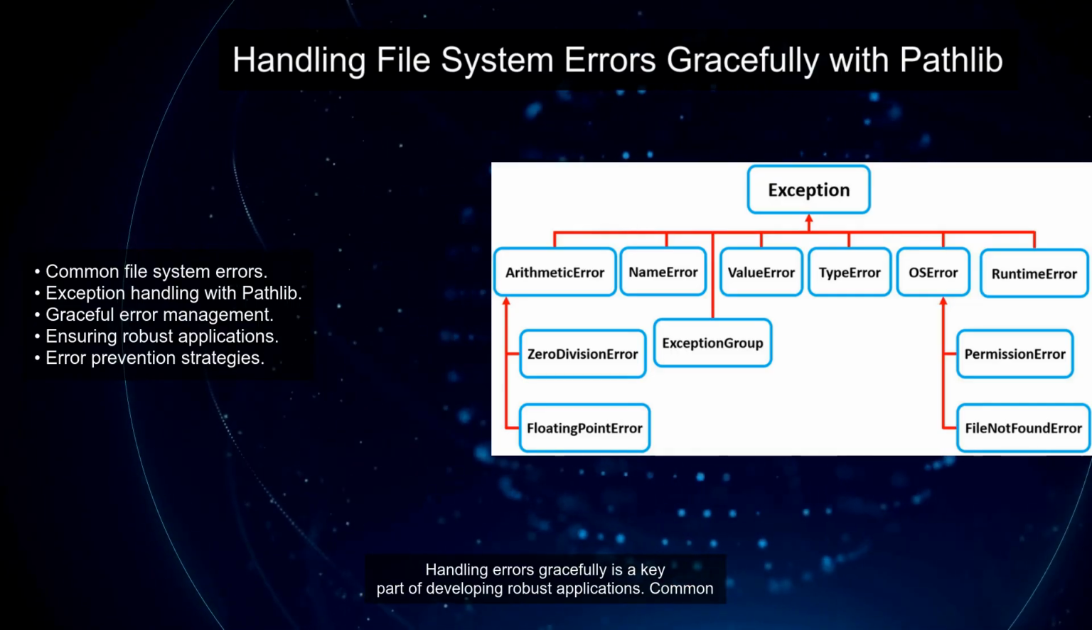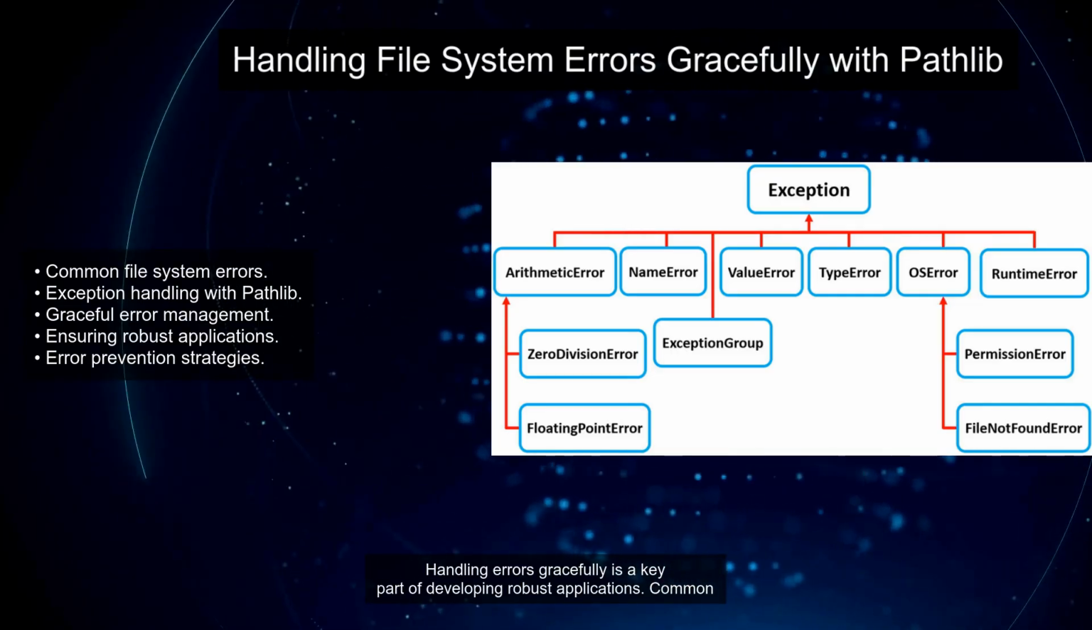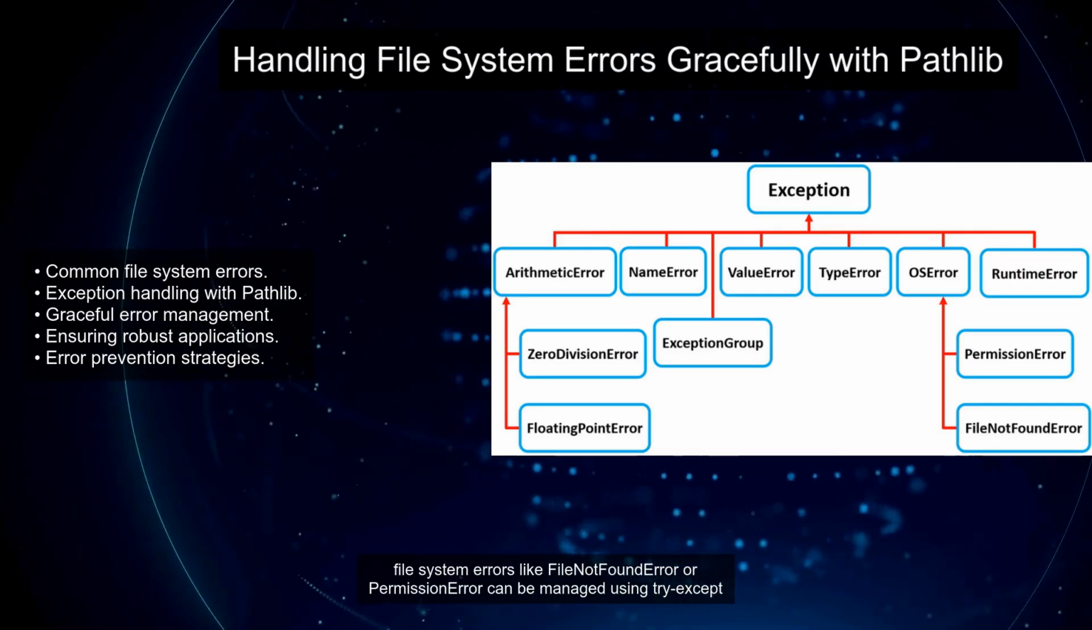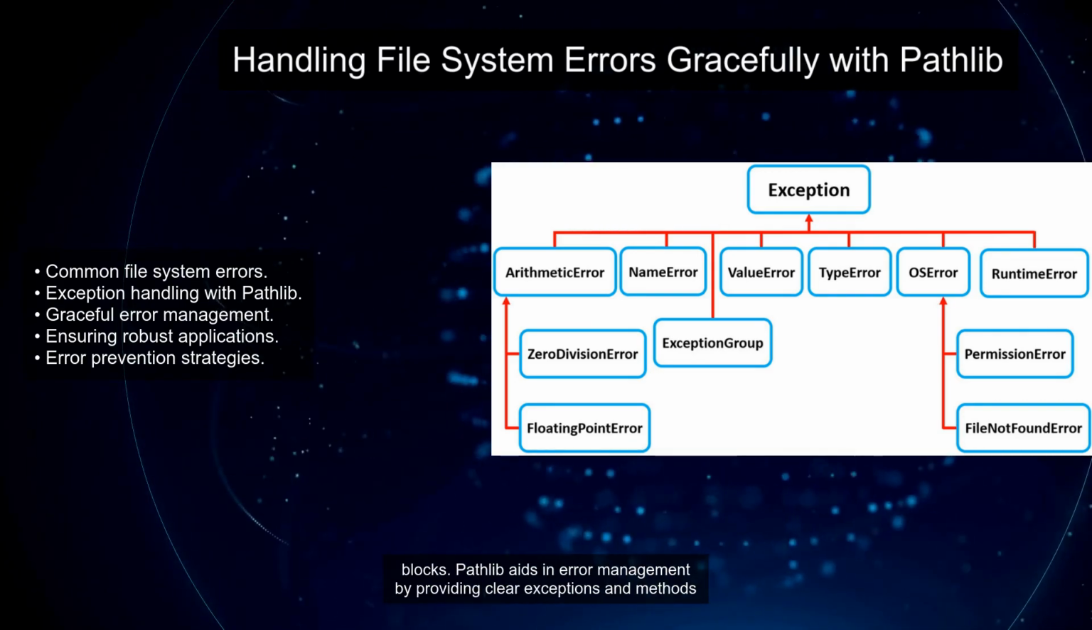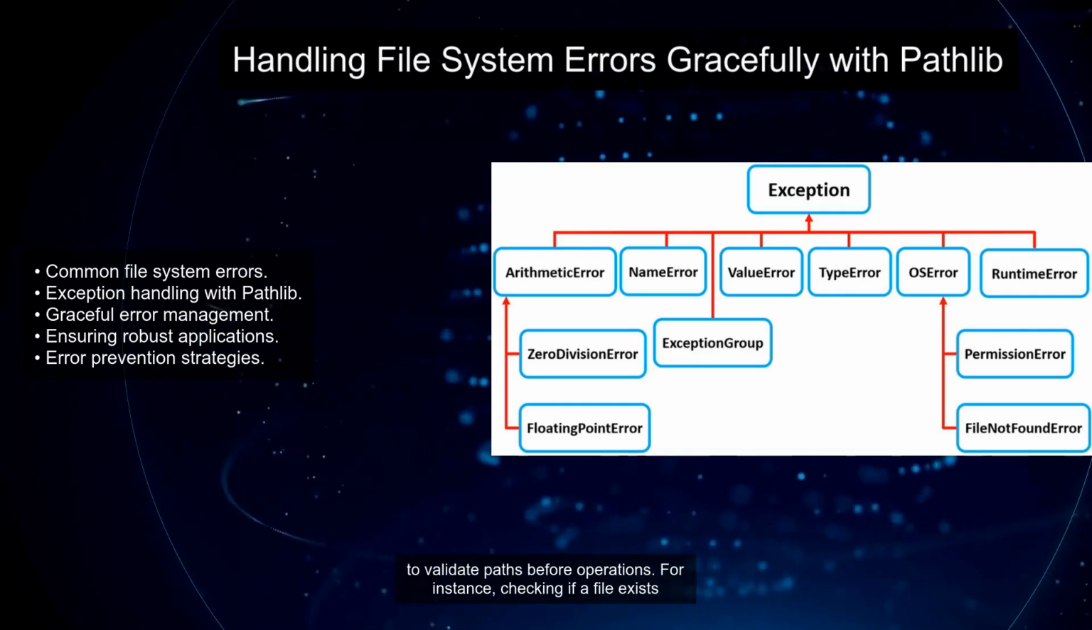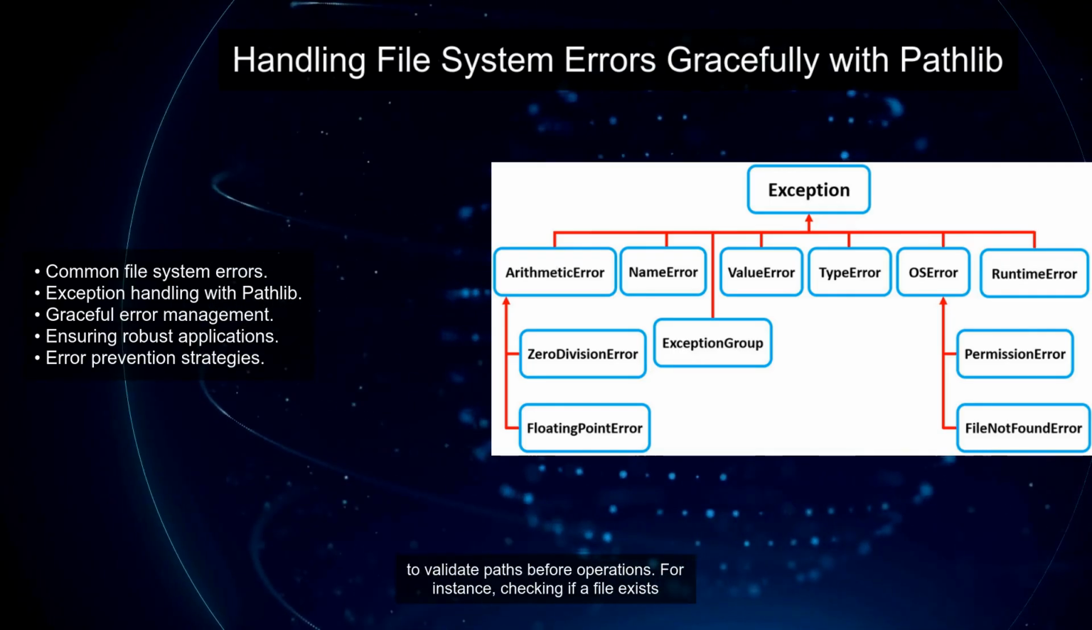Handling errors gracefully is a key part of developing robust applications. Common file system errors like FileNotFoundError or PermissionError can be managed using try-except blocks. Pathlib aids in error management by providing clear exceptions and methods to validate paths before operations.